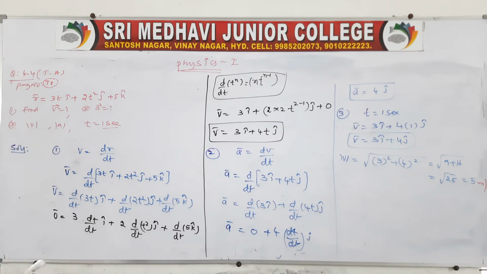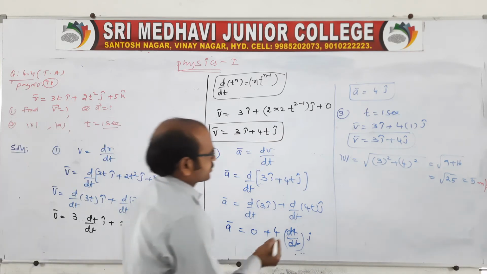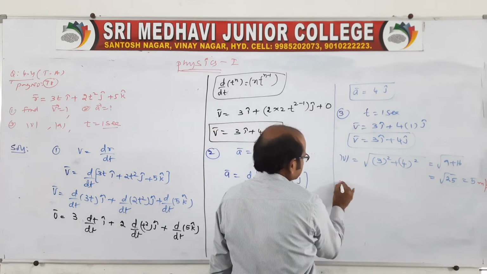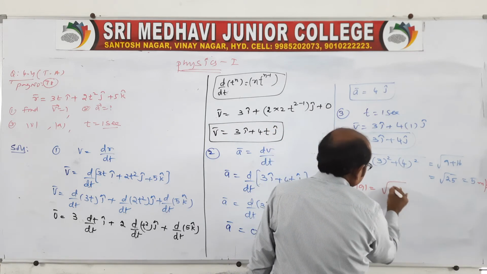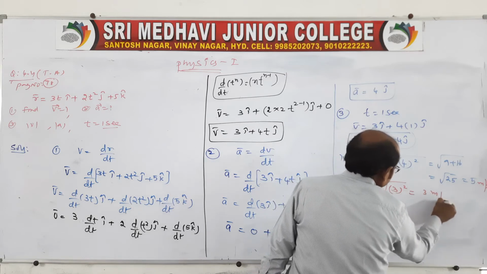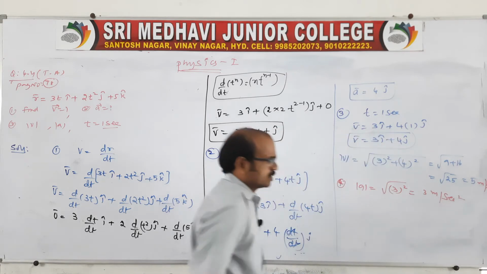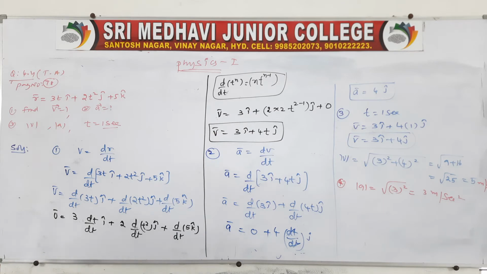Like it is for the velocity magnitude. Suppose we want the acceleration directly, that is the fourth one. You see, the magnitude of A is equal to root of 3 square, right? We'll get 3 meter per second square. In this question he asked only like this.